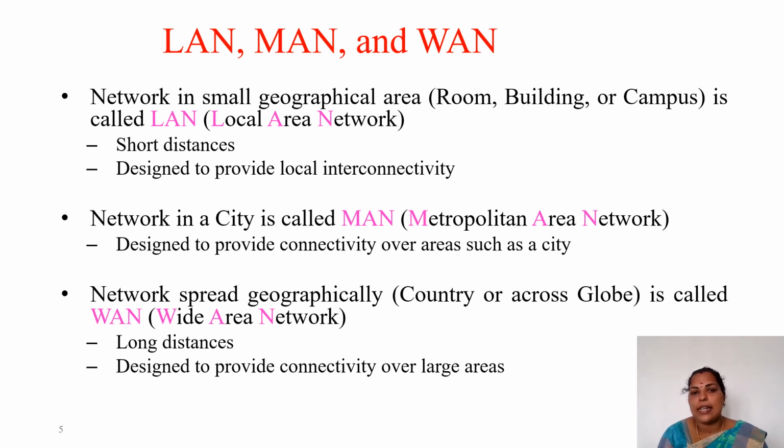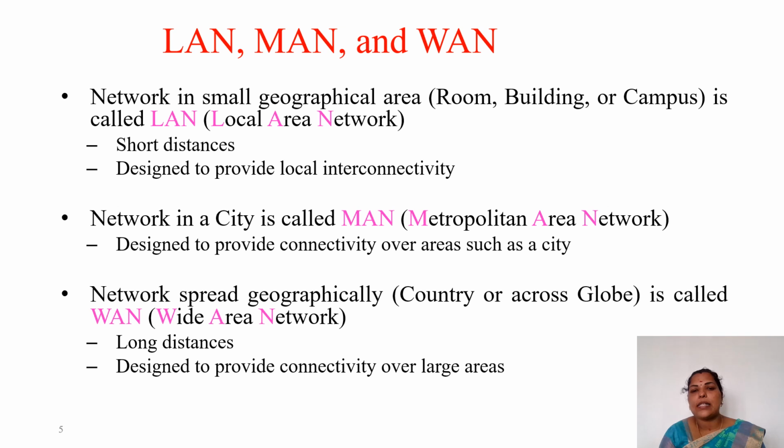Next is network in a city, called a metropolitan area network. It is designed to provide connectivity over areas such as a city. If the network has connection in a city, then we call it a metropolitan area network. So it is somewhat higher than the local area network.